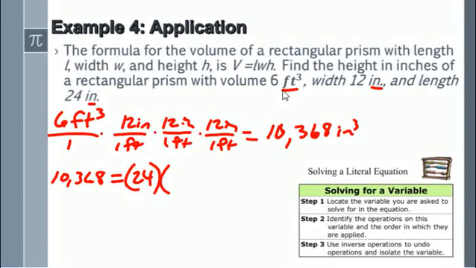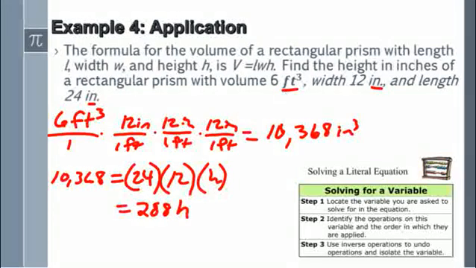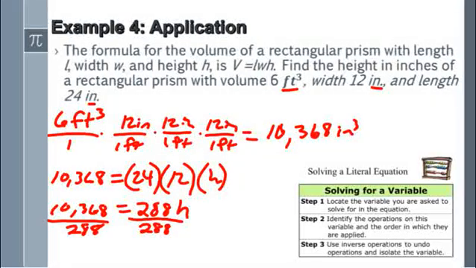times my width, which is 12 inches. I need to find my height. So 24 times 12 gives us 288. So 288 H equals 10,368. Divide this by 288. 10,368 divided by 288 gives us a height of 36 inches.